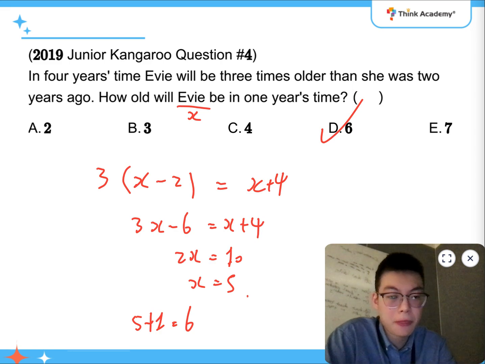All right. So that's the easiest way of solving it. Of course, you can also try to draw line diagrams or bar charts to figure this out.